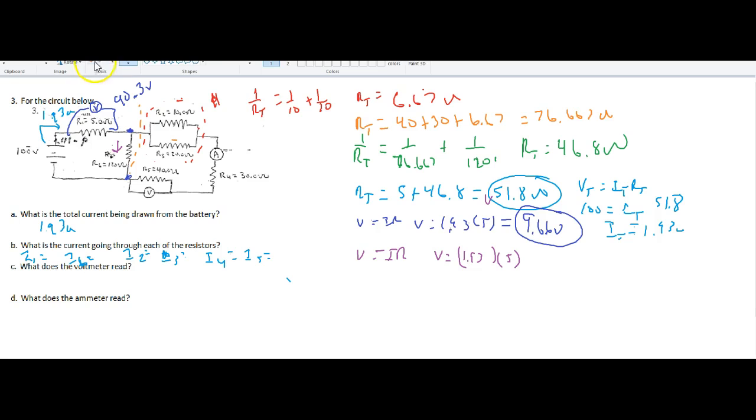Where's my eraser? Oh, it's not going to give me my eraser. That's too bad. Can't get an eraser. Okay.